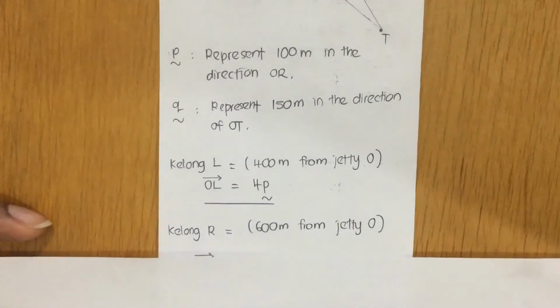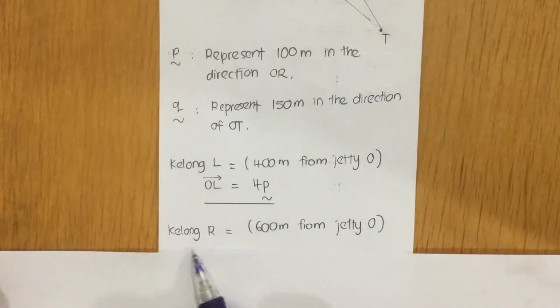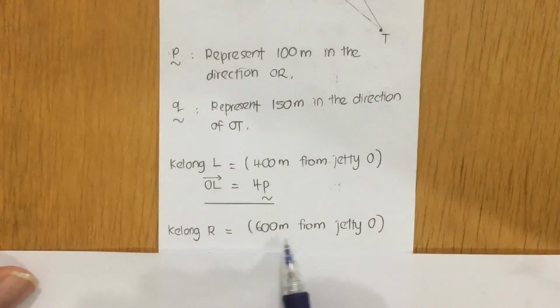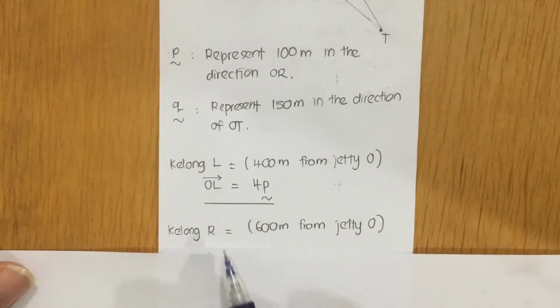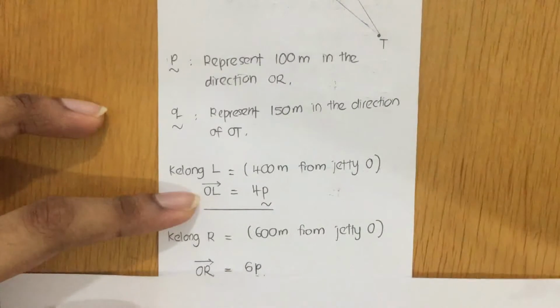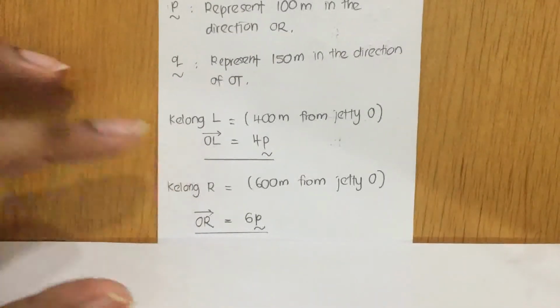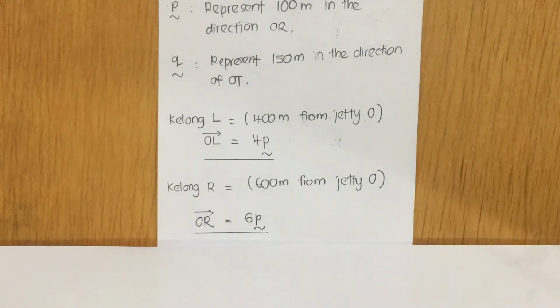Let us continue. In the question, they mentioned Kelong R is 600 meters from jetty O. So from here you can know that vector OR is equal to 6P.